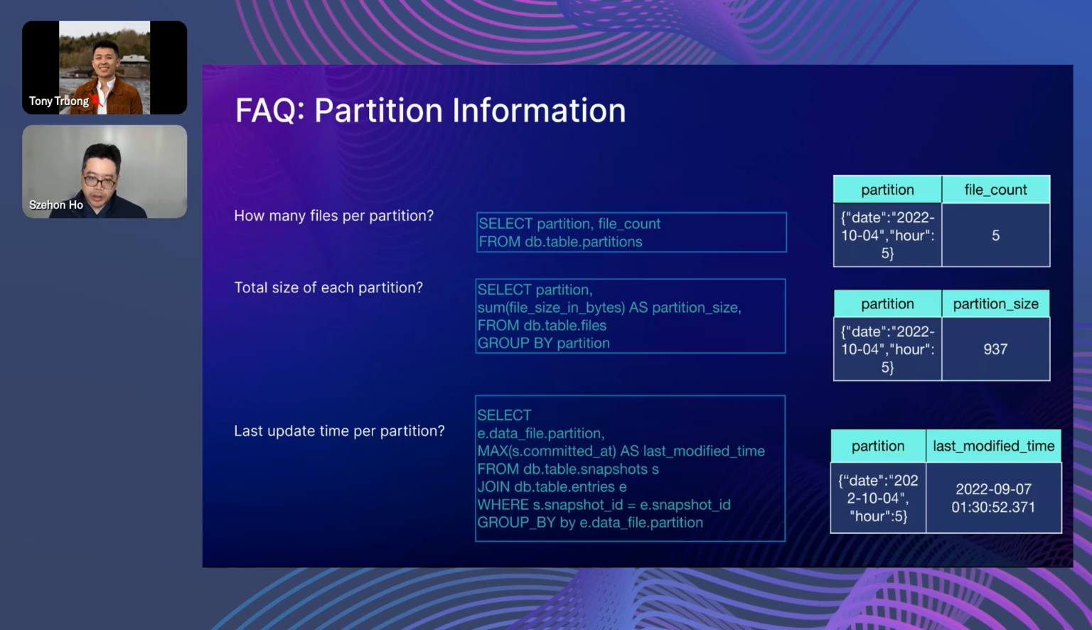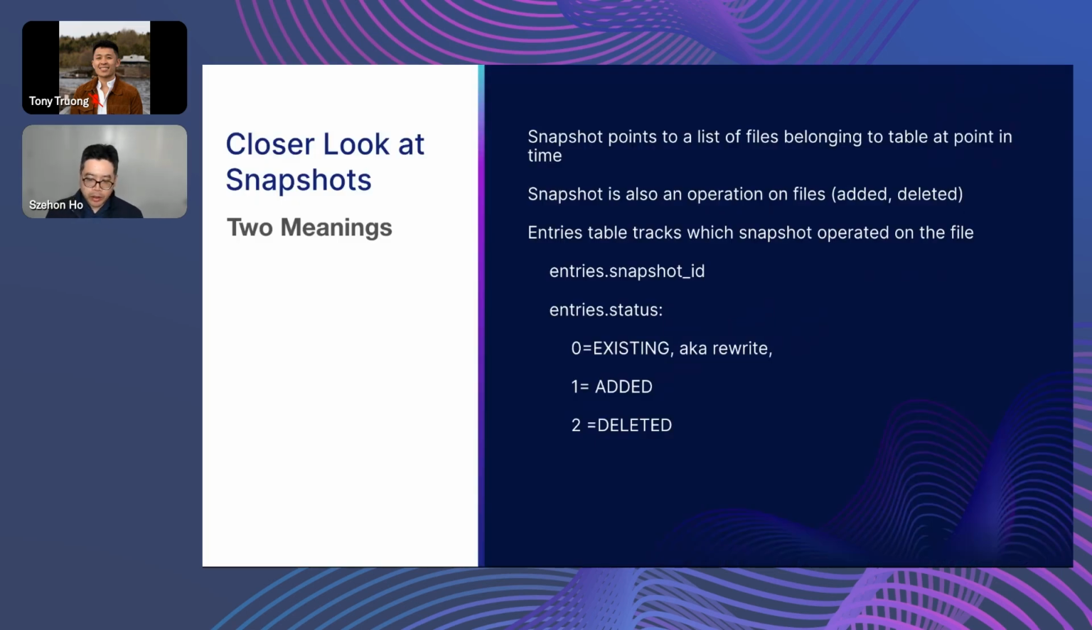We're joining entries with the snapshots table, and then we're doing the same thing: grouping by the partitions. For each partition group, we find the maximum snapshot commit time, and that translates to the last update time per partition. I would say if you understand this query, you're already an expert in the Iceberg metadata tables and can answer pretty much any question someone throws at you about files and partitions. I will explain this last query a little bit.